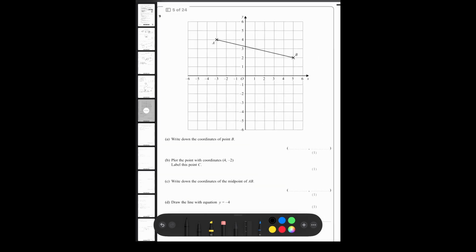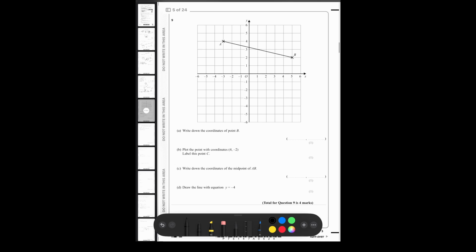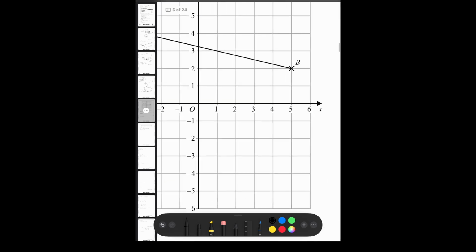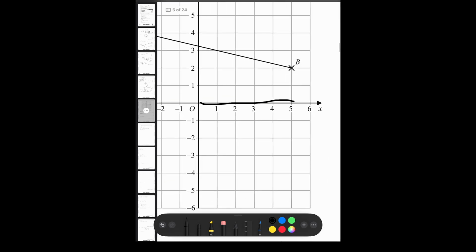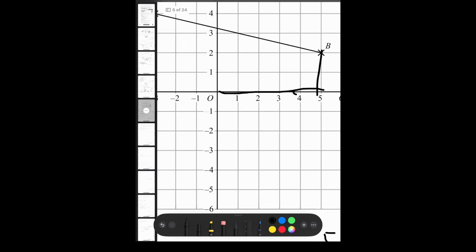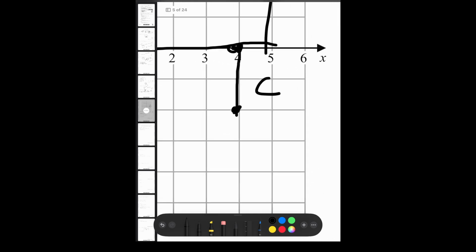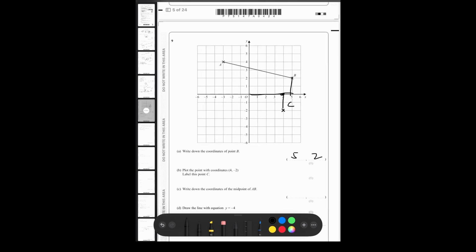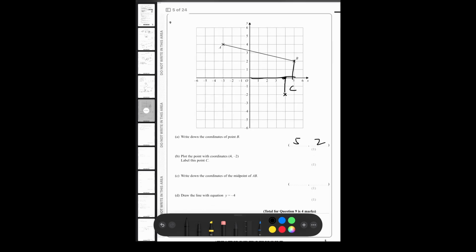So next one. First one, write down the coordinates of point B. So let's see how many across there is first. 5 across, 2 up. That means it's 5, 2. And then plot the point with coordinates 4, negative 2. 4 across right here, down to negative 2. So this is C. In fact, it's not good to dot your points, so don't take from my example, you should cross it. So that's point C.